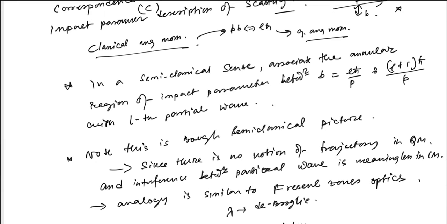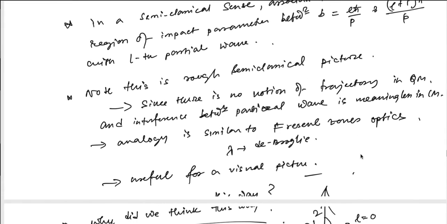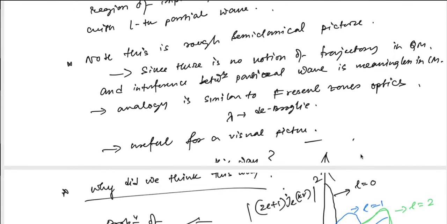As I said earlier, it is not accurate because there is no notion of trajectory in quantum mechanics, and interference between partial waves is meaningless in classical mechanics. But this analogy is similar to the Fresnel zones in optics, except that the optical wavelength is replaced by the de Broglie wavelength. It is useful for a visual picture.